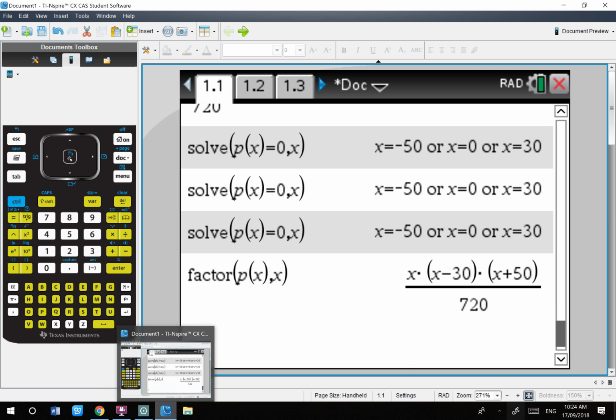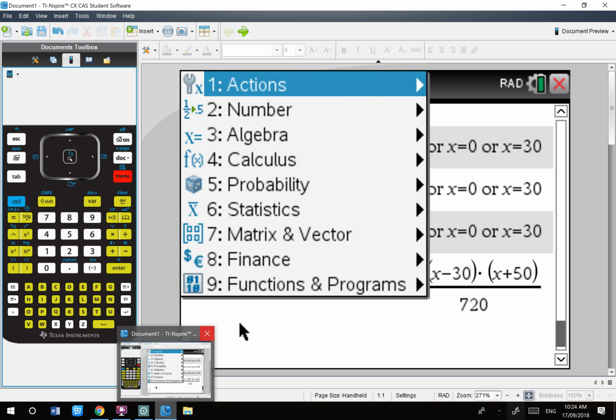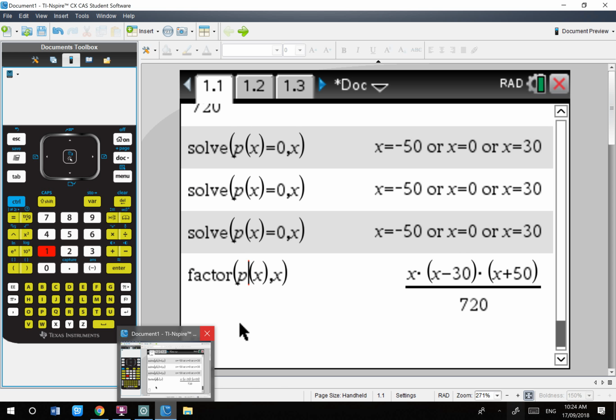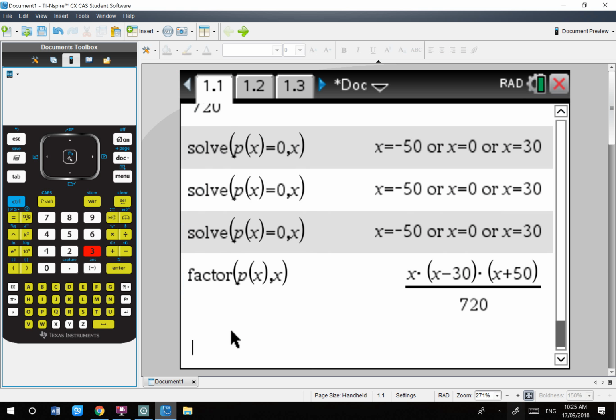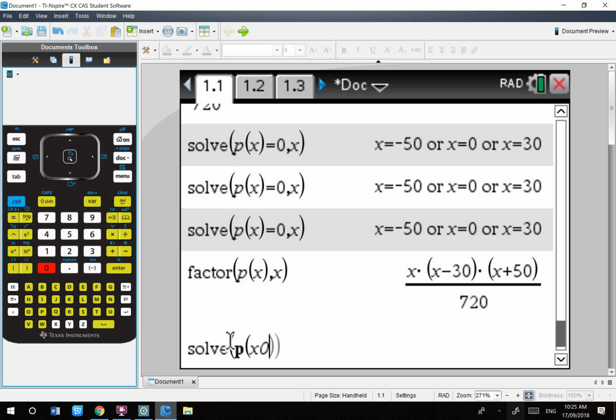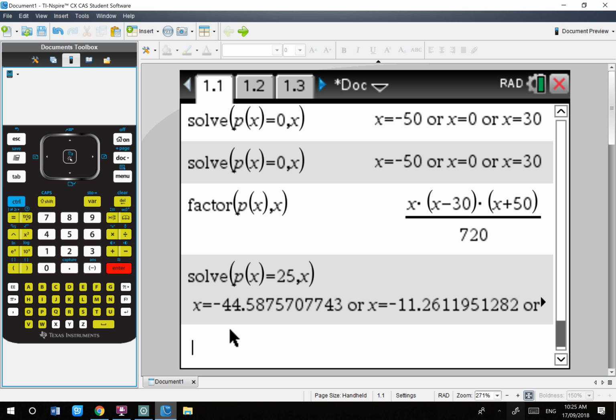Calculator page. Menu 3.1 to solve. What's the name of this function we stored? Remember? Px. Okay, so we store that as px. Px equals 25, comma x. Press enter. I have this one. Okay, it's not going to be an exact value. It will be a rounding value, and it asks you to round it to 2 decimal places.